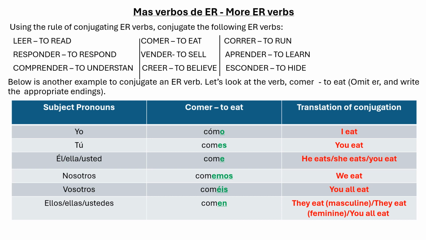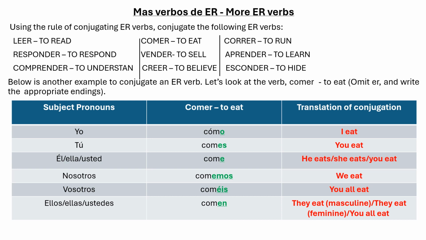So let's go through this list and you may want to pause this video and conjugate all these verbs in your notebook for better understanding, right? Just let's have a look at these verbs. Leer means to read. Responder means to respond. Comprender means to understand. Comer means to eat. Vender means to sell. Creer, to believe. Correr, to run. Aprender, to learn. Esconder, to hide.